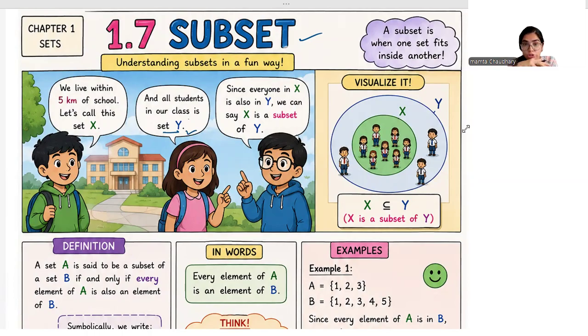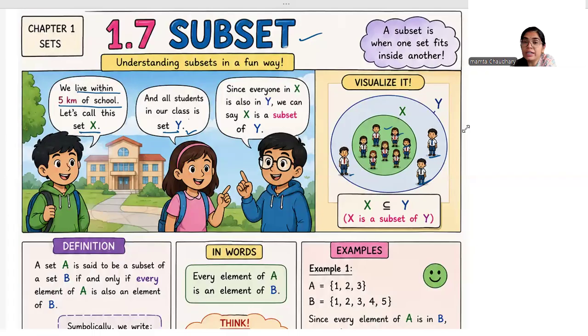Now, there will be a few children who live nearby, so let's take a set X where we are including the children who live within 5 kilometers of the school. Now both are sets. But how are these two sets related to each other? The children who live within a 5 kilometer radius are part of your class. And there are a few children who don't live in that radius, but still they are part of your class. So how are these two related?